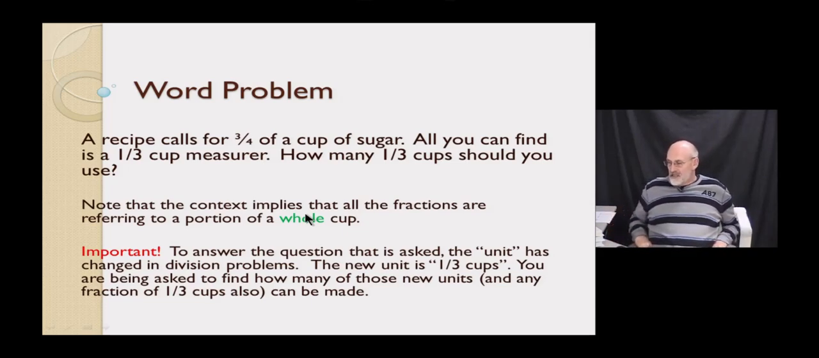Notice that this context, since we're talking about cups of sugar, really does imply of a whole cup. So it's 3/4 of a whole cup of sugar that the recipe calls for. The measuring cup that you have is 1/3 of a whole cup. It's not 1/3 of what you have. That would be a silly cup, to say whatever I fill up here is 1/3 of all the milk I have in the refrigerator. You would never do that. So it's all about whole cups. And division is unique compared to all the other operations in that in the end your answer is about a different unit.